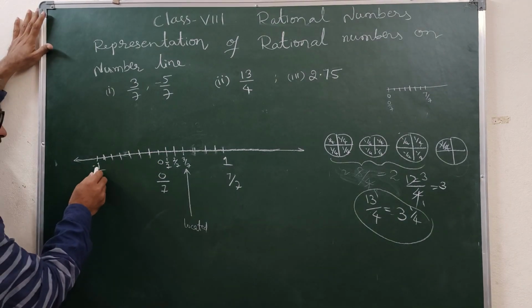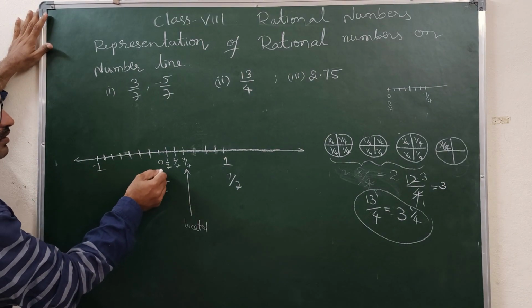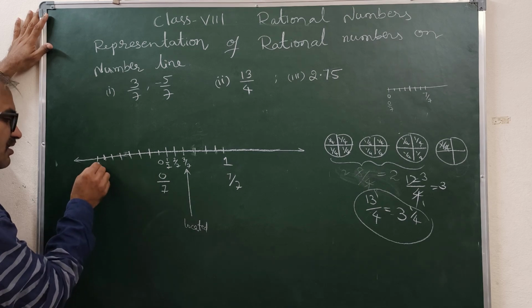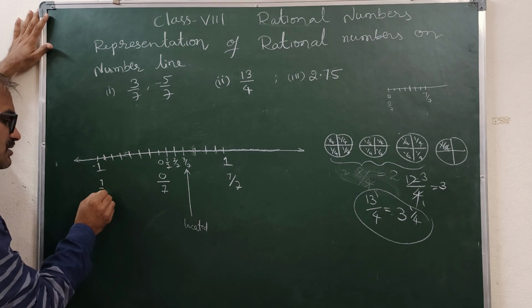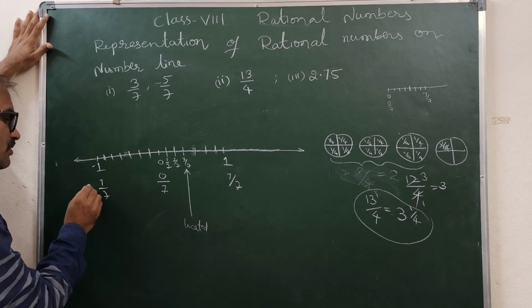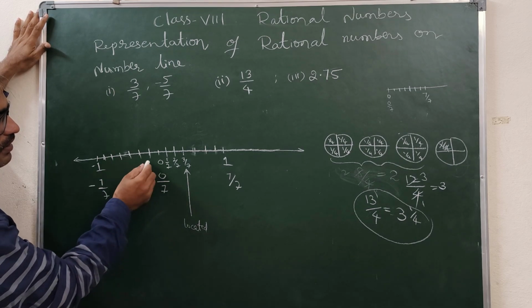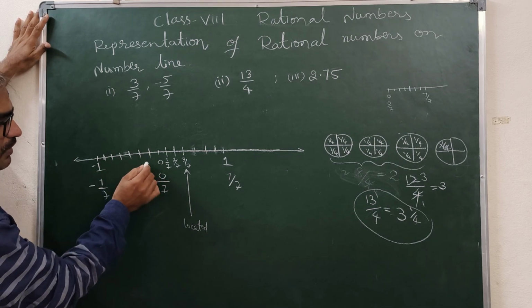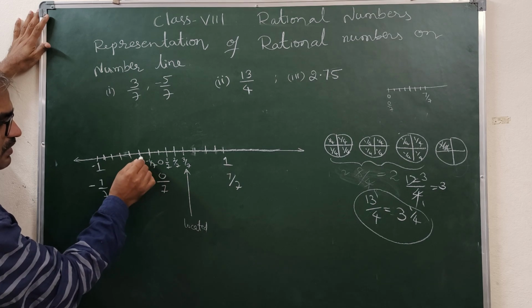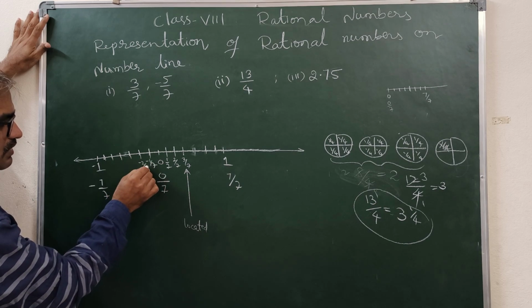Right? So this is 0 by 7. This is 1. 1 is 7 by 7. But the minus symbol is there, right? Minus 7 by 7. So from here in reverse order, 0. This will be minus 1 by 7. Second one will be minus 2 by 7.